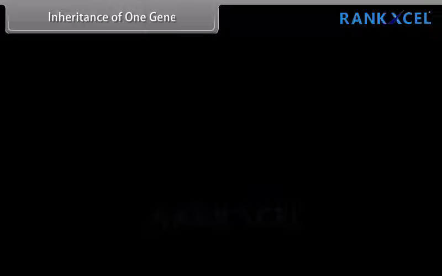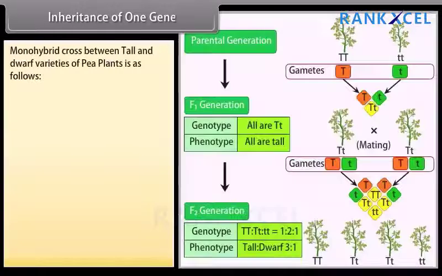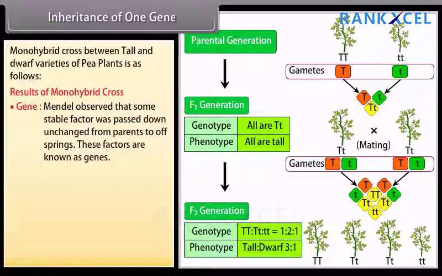Inheritance of one gene. Monohybrid cross between tall and dwarf varieties of pea plants is as follows. Results of monohybrid cross. Gene. Mendel observed that some stable factor was passed down unchanged from parents to offsprings. These factors are known as genes.